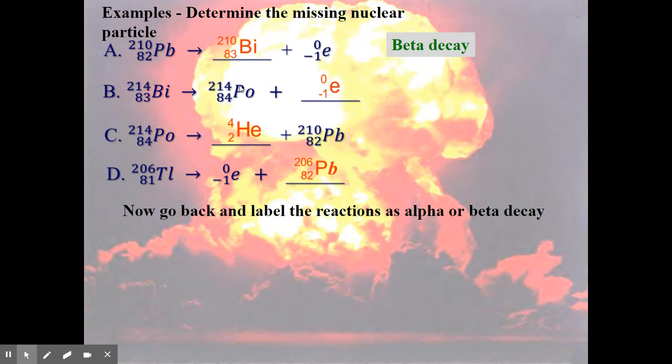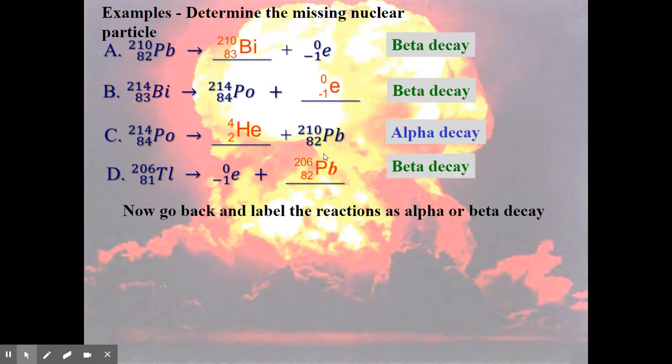We look at this one: this is the daughter nucleus, and this is the particle we're looking at. It's the same particle as this one, so that's beta decay. And then we've got 4 over 2 He. You look on Table O, 4 over 2 He is an alpha particle, so this is considered alpha decay. And then you've got 206 over 82 lead plus this particle right here, which is the same as the beta particle, so it's beta decay.